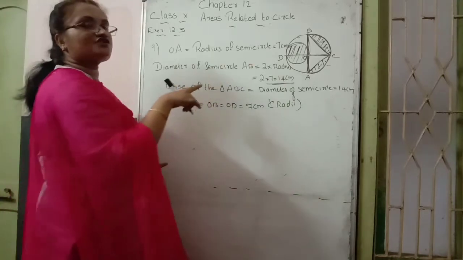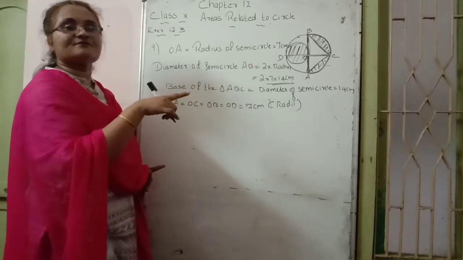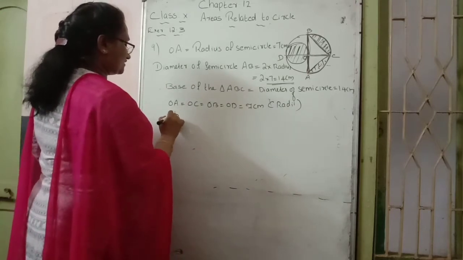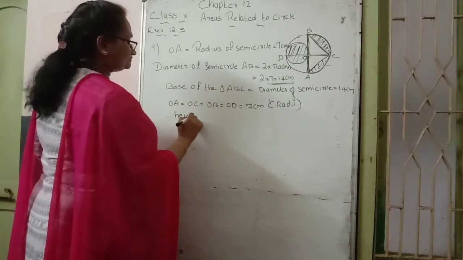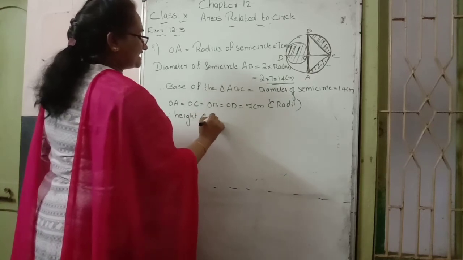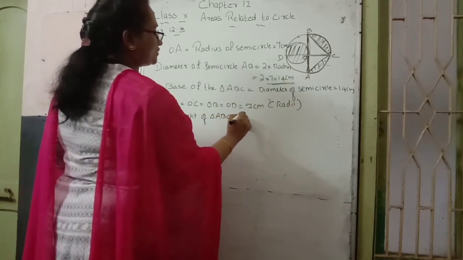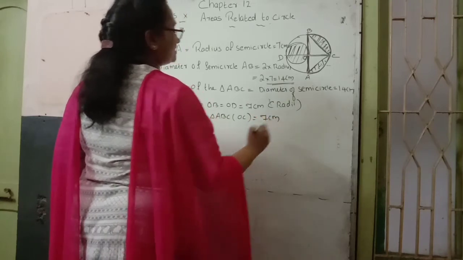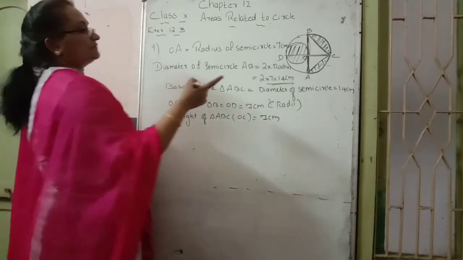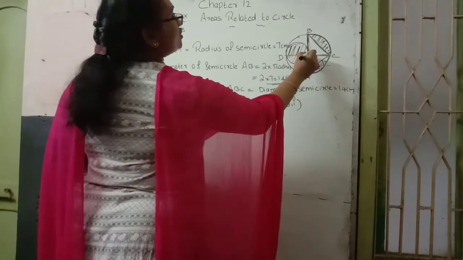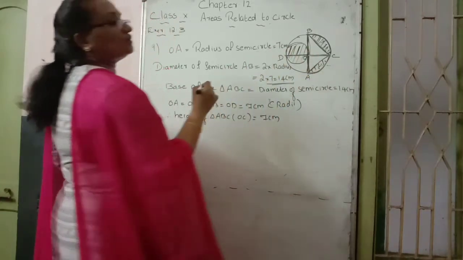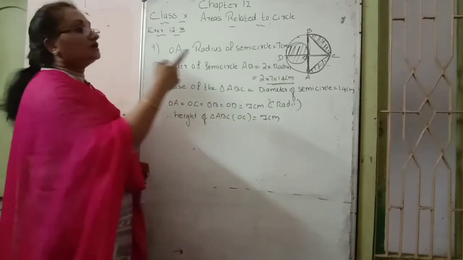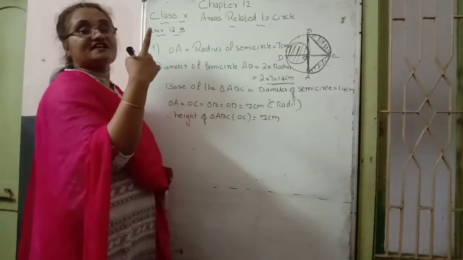The OC is equal to what? Height of that triangle. OC is the height of the triangle. Therefore, height of triangle ABC becomes how much? OC value we got is 7 centimeter. Then next we can say the diameter of this circle is equal to OD, which is 7. Lastly, we want the area of this circle.